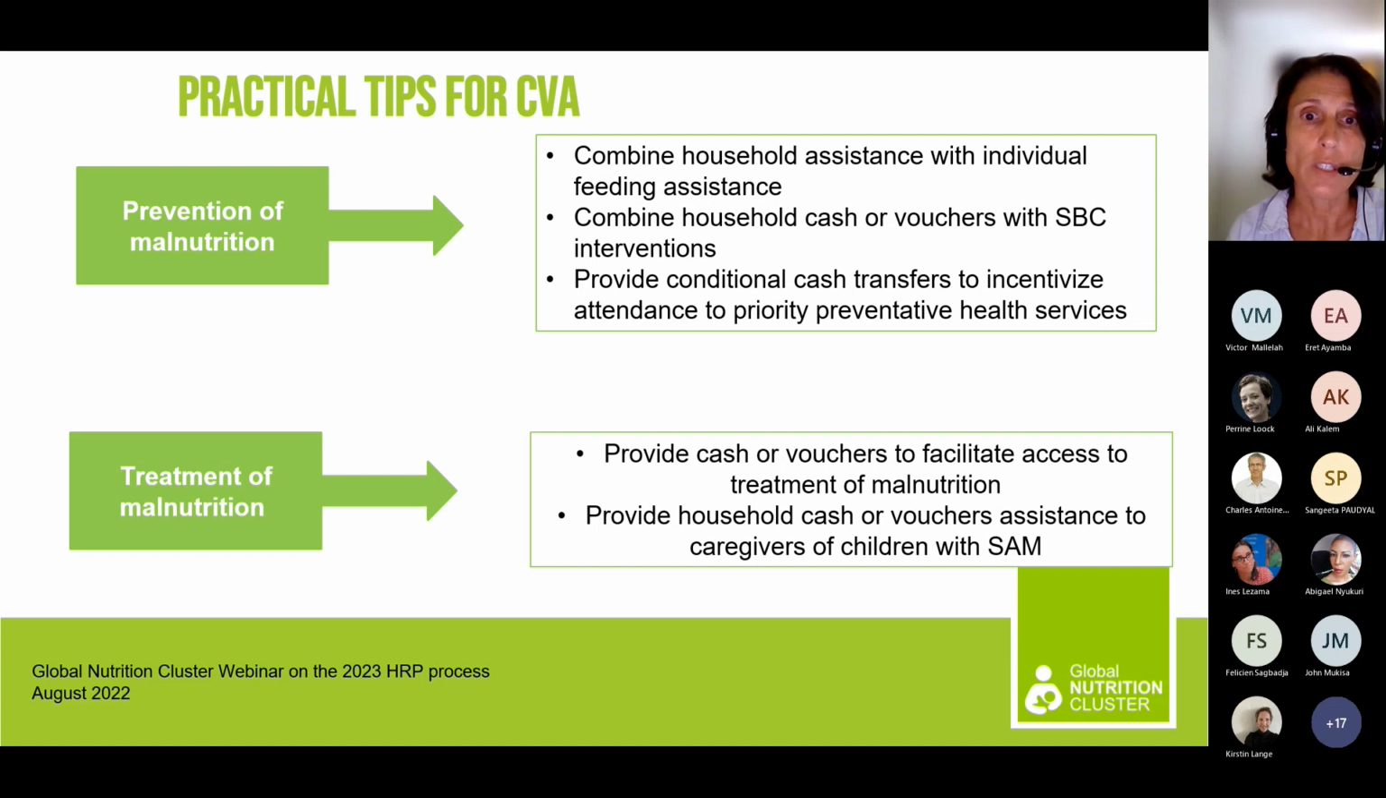And another example is household cash or voucher assistance to caregivers. So yes, we can specifically give them vouchers to buy food for the family to make sure the treatment of acute malnutrition is protected. But that's something to look at in context and making sure that all the conditions are there and we don't cause any more harm to the family.